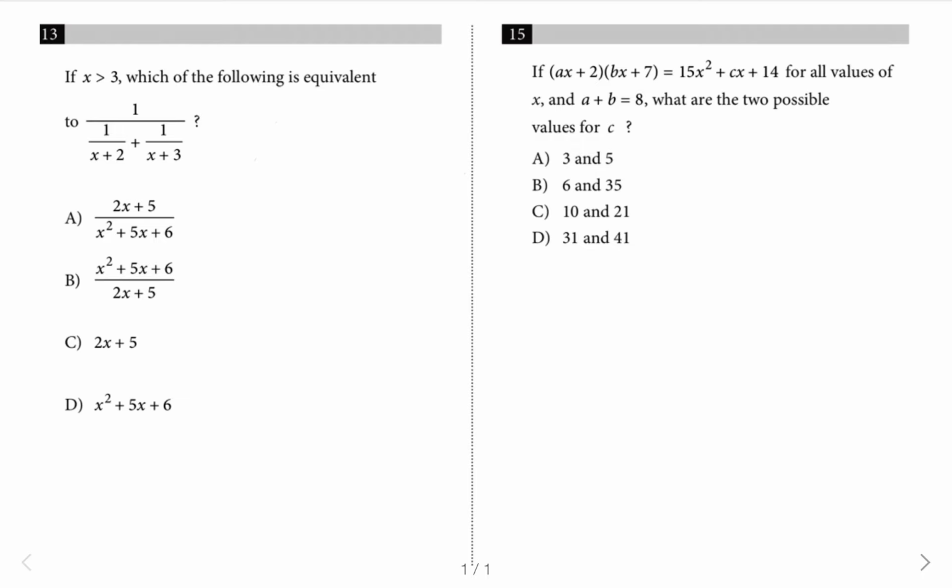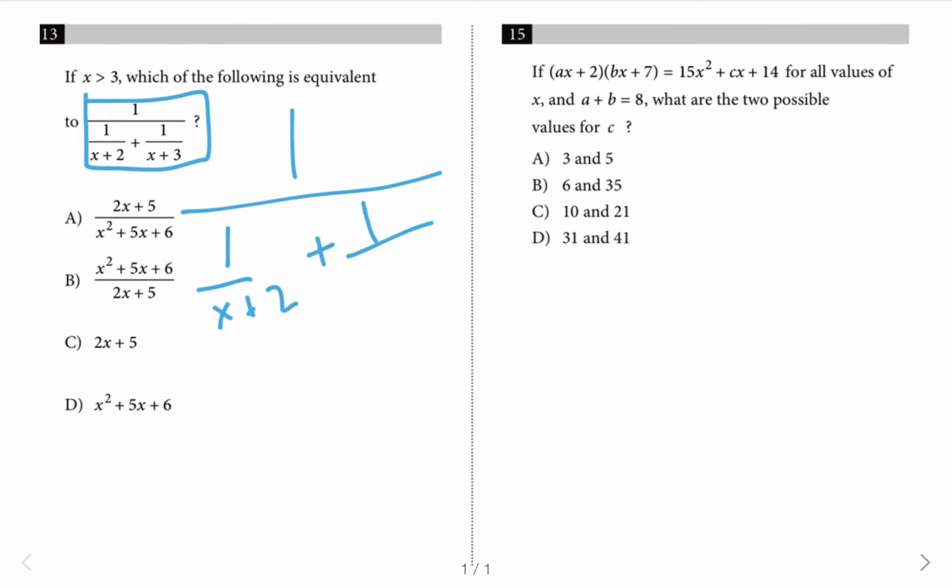So the first question is asking, if x was greater than 3, which of the following is equivalent to this right here? The way I would approach this question is, this isn't simplified at its best. So that's what we're going to do right now. We're going to simplify it. Sorry about that. 1 divided by x plus 2 plus 1 divided by x plus 3.